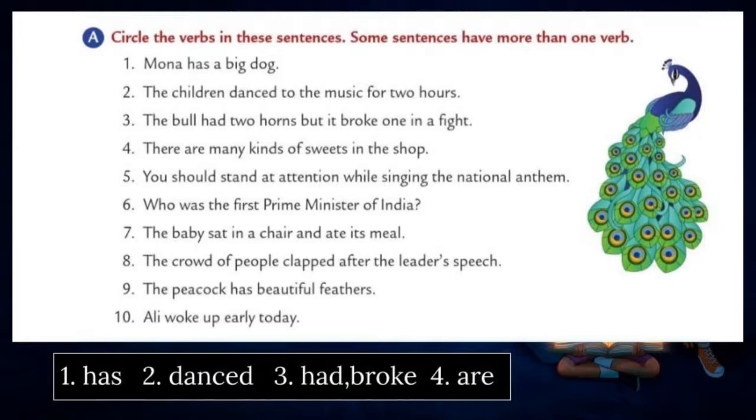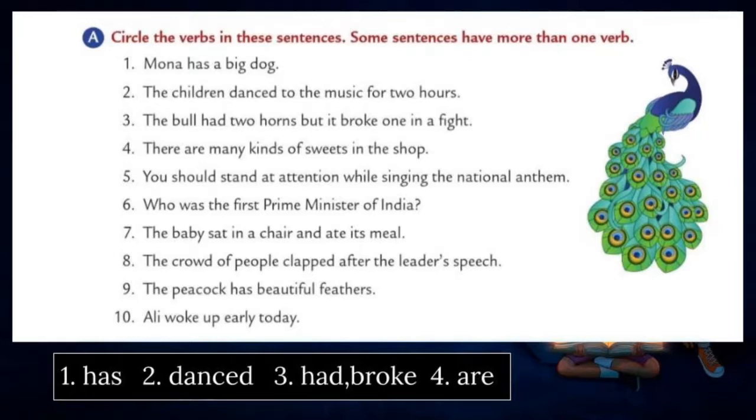And the fourth one, there are many kinds of sweets in the shop. So what is the verb in the fourth one? Which one is the verb? Yes, you are right. The verb is are. Circle the word are. There are many kinds of sweets in the shop. Students, we completed the first 4 sentences. The remaining ones you should try in your grammar book.